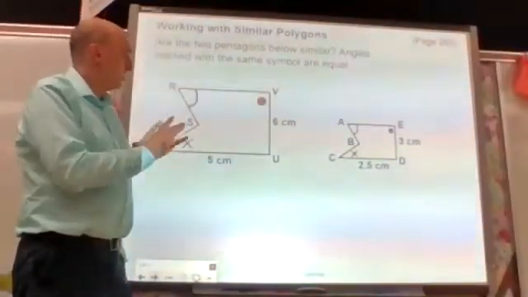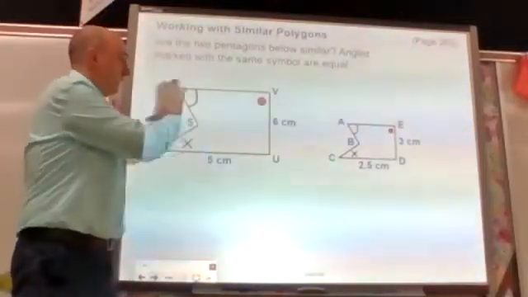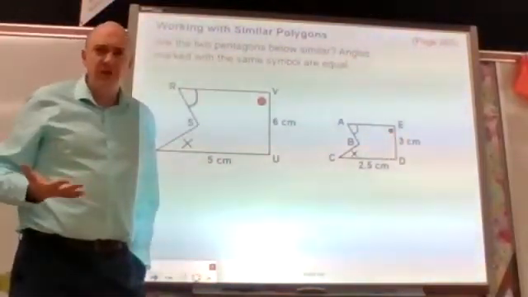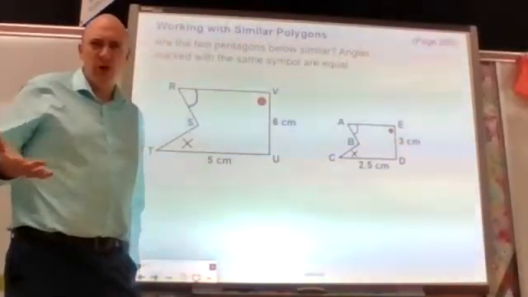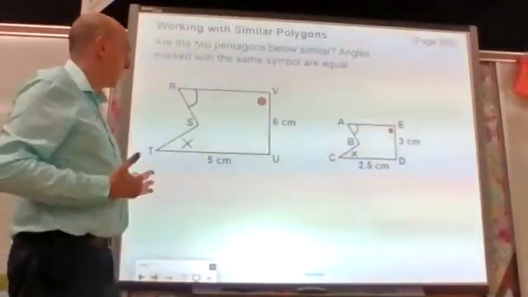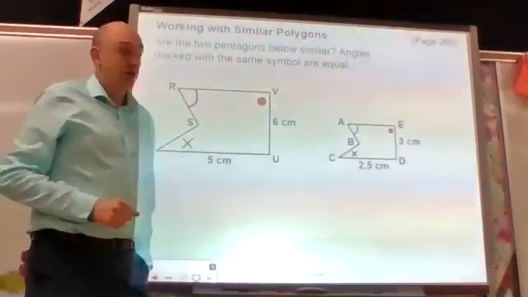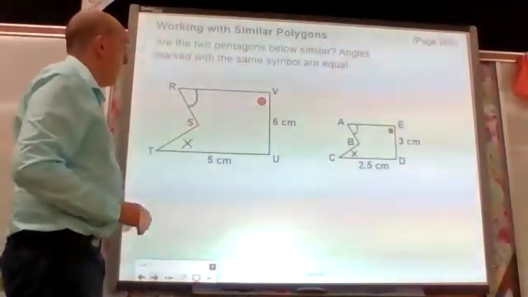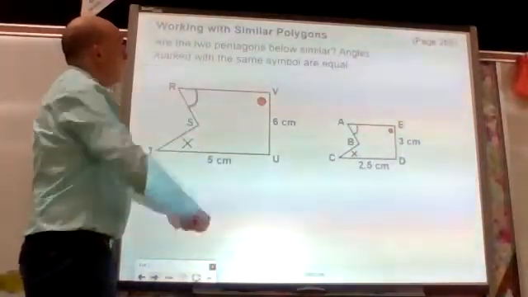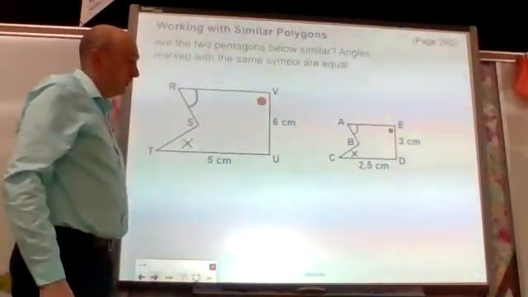We have two pentagons here. Now they're pentagons because they have 5 sides, not because they're in the shape of a regular pentagon. In fact, they look more like rectangles with corners cut out of them. But that's just the way things are going to be. So are the two pentagons below similar?